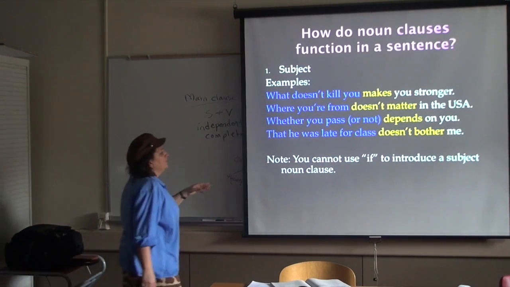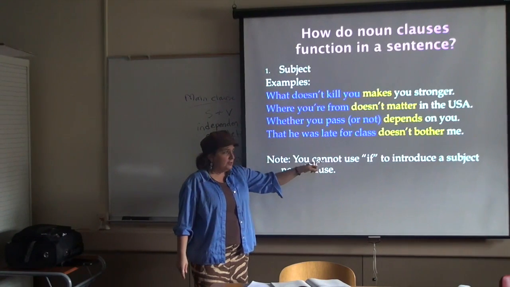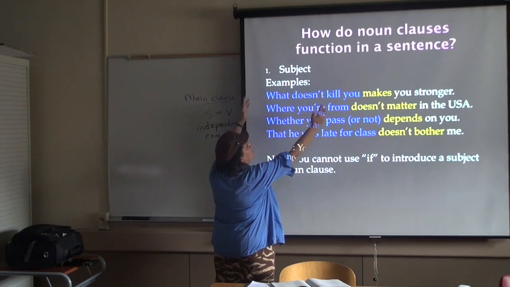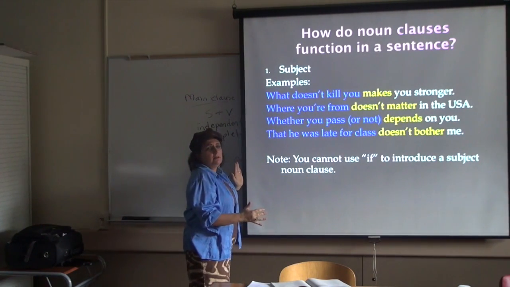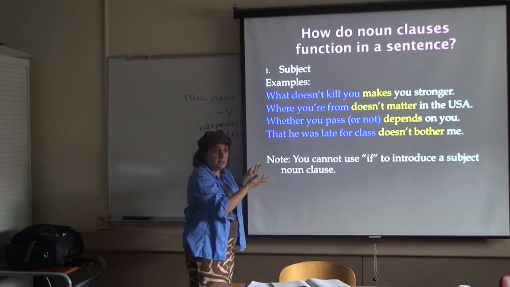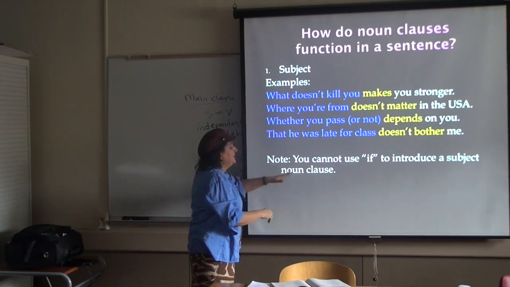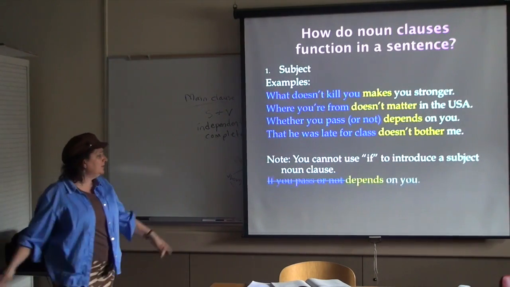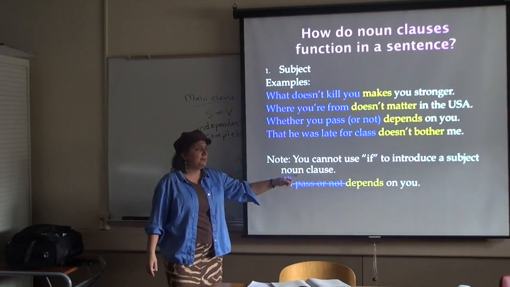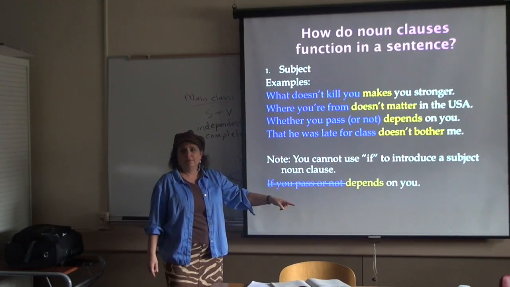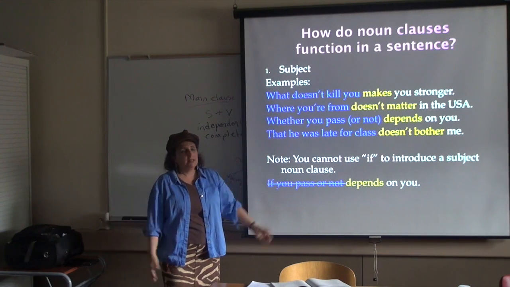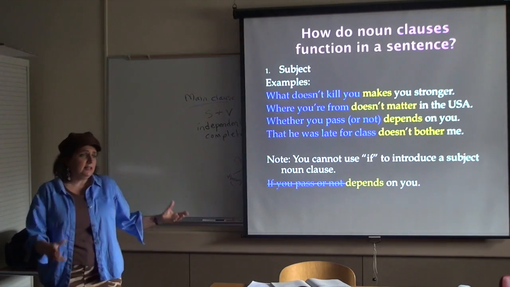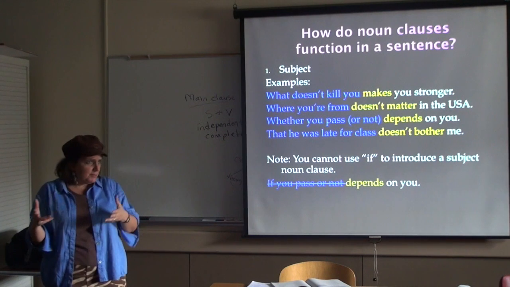Okay, note. You cannot use if to introduce a subject noun clause. Look, all of these are using a noun clause as the subject. It's coming at the beginning of the sentence, before the verb. So you cannot say, if you pass or not depends on you. Why? That's the rule. It can be the object, it cannot be the subject.